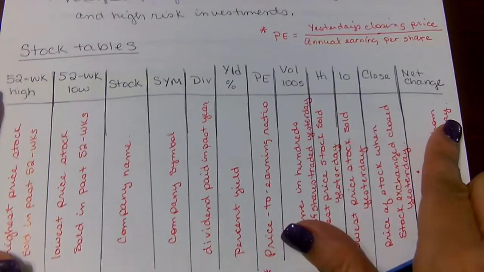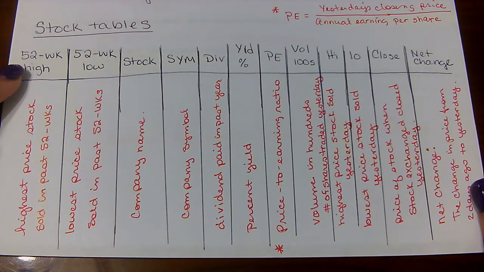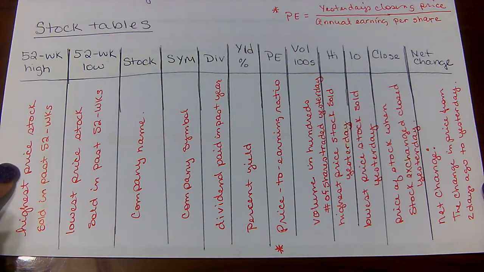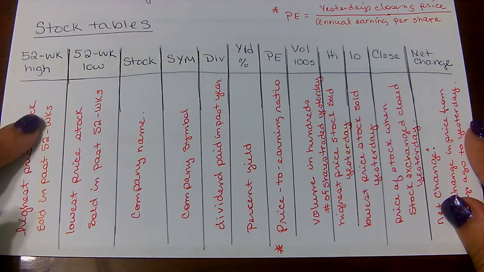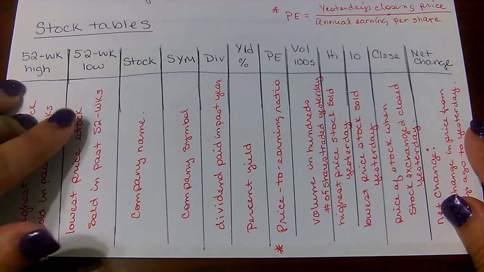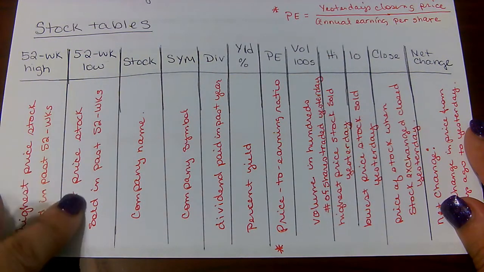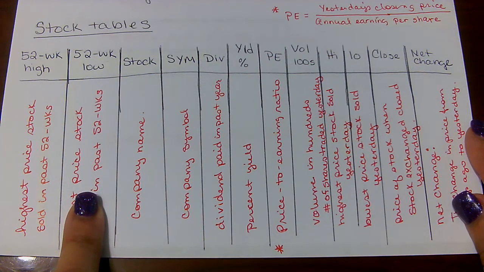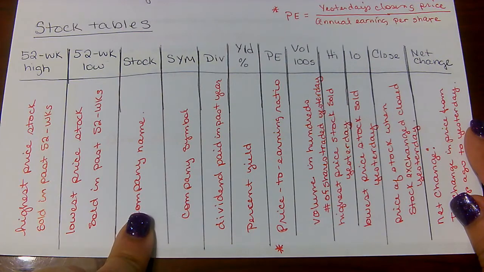Let's look at some of the stock tables. Stock will always be listed with their 52-week high. So the highest price stock sold in the last 52 weeks is going to be listed here. The 52-week low is going to be the lowest price that the stock sold in the past 52 weeks. The stock will have the company's name listed here.